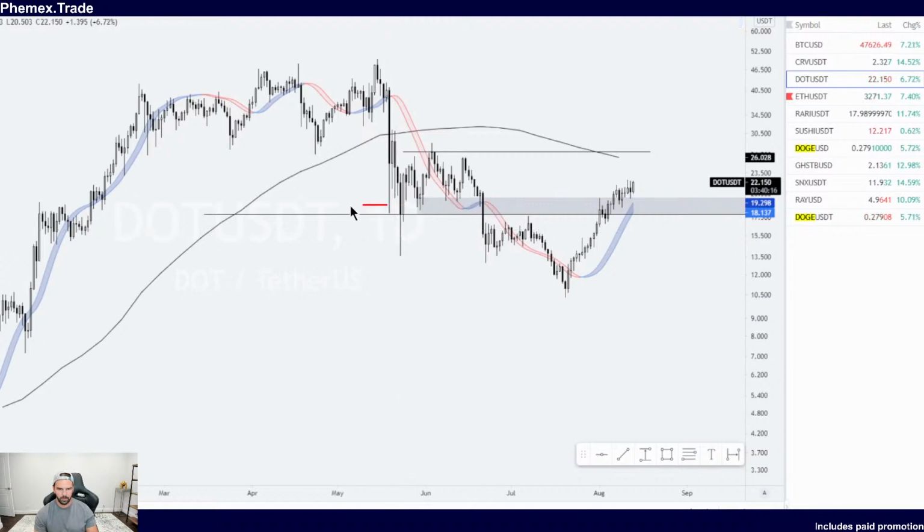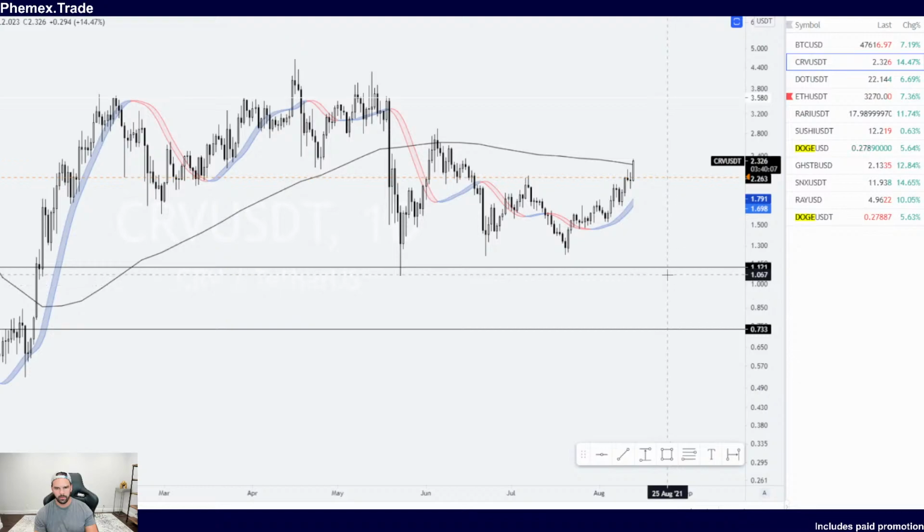DOT, same thing. DOT reclaimed previous range lows, looks to target range highs around 26. CRV, breaking out of a previous range. I mean, you have highs around 268, but trading above this pivot right here. Trading above the 20 period on the weekly now.